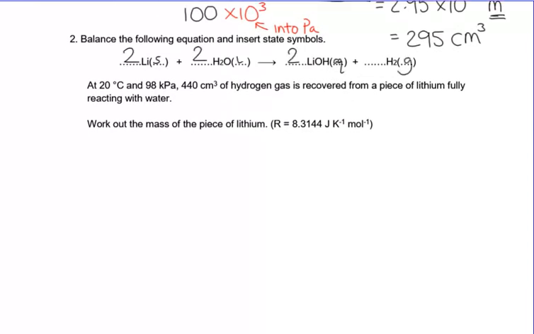So if you've balanced your equation correctly, 2 lithiums need 2 waters to make 2 lithium hydroxides and a hydrogen. So it's 2 to 2 to 2 to 1. Remembering that lithium is a solid, water is a liquid, hydroxides are aqueous, and hydrogen is a gas. We're being given a temperature, a pressure, a volume, and we've got to work out the mass of the piece of lithium.